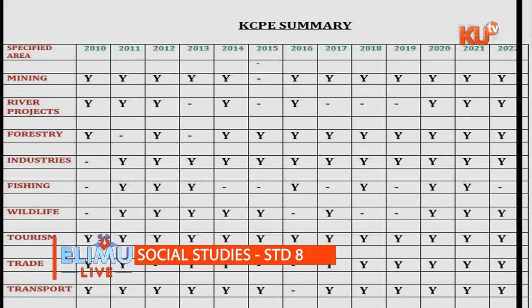Let us look at multi-purpose river projects. Multi-purpose river projects has been coming in not fluently, but you can see 2010, 2012 it came.